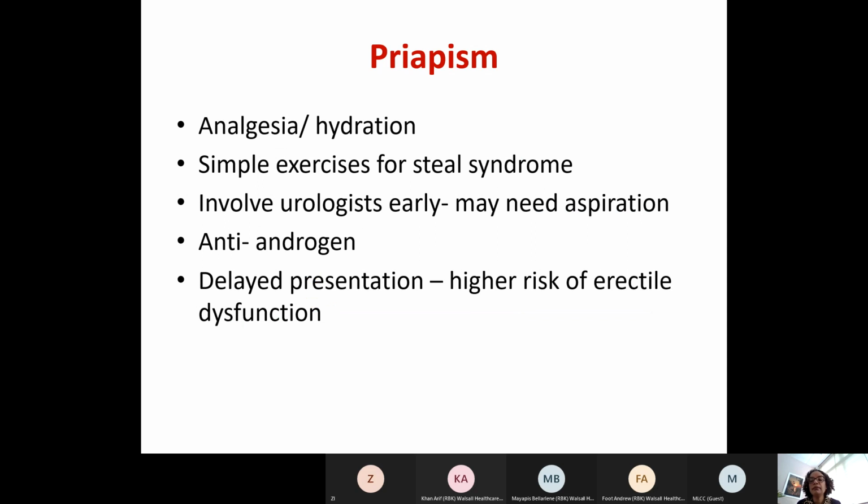So priapism, some men present with priapism, and we've had a young man again who lives in the region who's really been struggling with priapism.